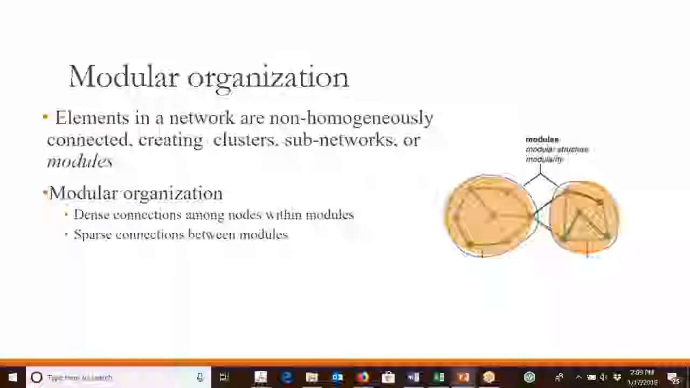As everybody is probably well aware, if you consider a network composed of elements or nodes, the connections between the elements in a brain network are not homogeneous. Some connections are stronger than others, and as a result, these inhomogeneities in connectivity create clusters or subnetworks, what are sometimes called modules. The human brain has a modular organization, with some nodes having stronger connectivity amongst them than they have across modules. Dense connections among nodes within a group are the hallmark of a modular structure.